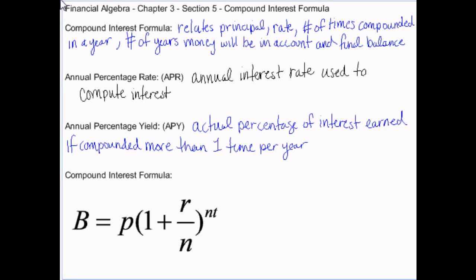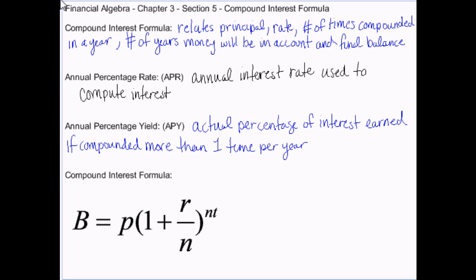We've got compound interest. We've done some compound interest using the simple interest formula. We had to do multiple calculations to get to our balance. Well, we have a formula, the compound interest formula, that does all that for us. What we do is we take the principal, the rate, the number of times it's compounded, and the number of years, plug them into this formula, and you get the ending balance. So it actually accounts for the interest for you.